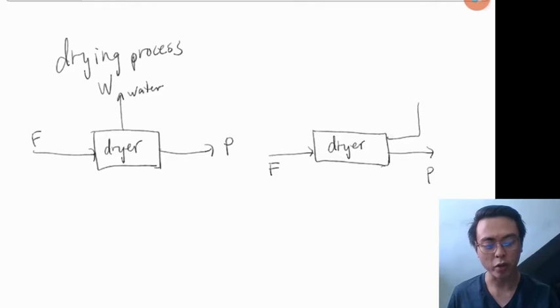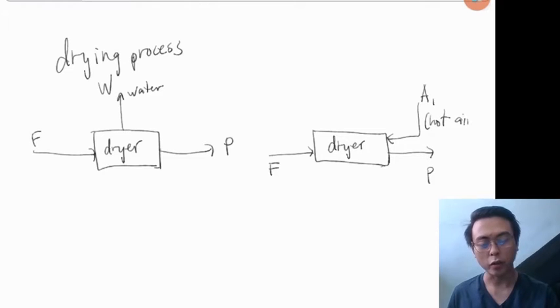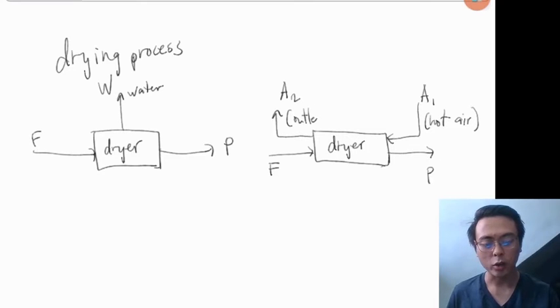So one of your inputs is the A1. I'll call this the hot air. And of course, as air goes in, it must go out. And that is one of your outputs. I'll call it A2. This is your output air or outlet air. The outlet air carries the moisture that was taken out of your feed.